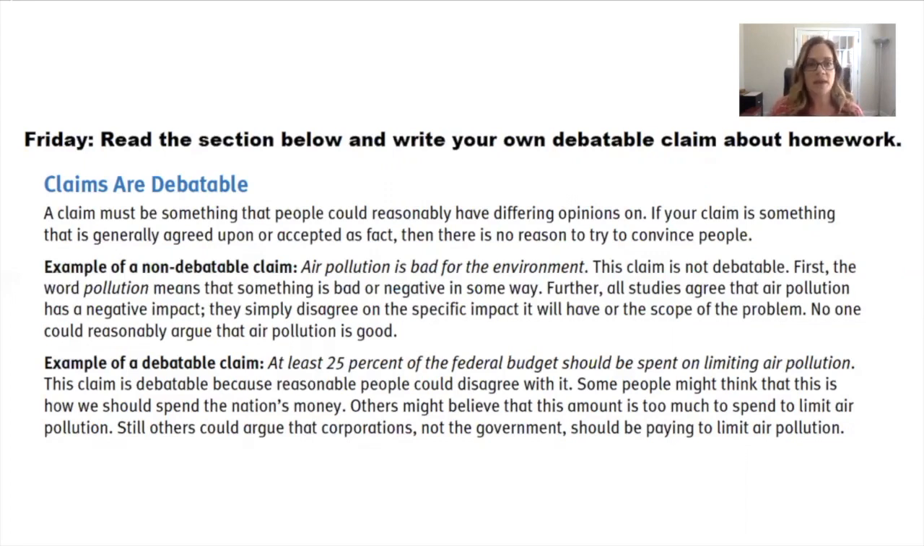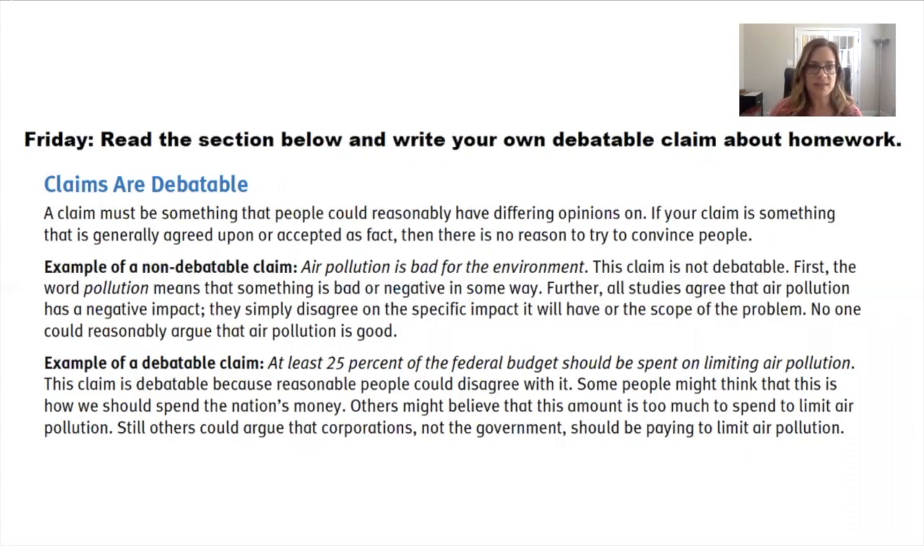Here's an example of a non-debatable claim. Air pollution is bad for the environment. Well, this claim is not debatable, right? First, the word pollution means that something is bad, or negative in some way. Further, all studies agree that air pollution has a negative impact. They simply disagree on the specific impact it will have or the scope of the problem.